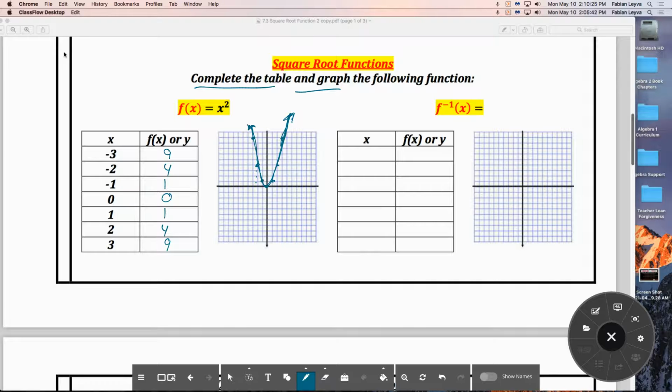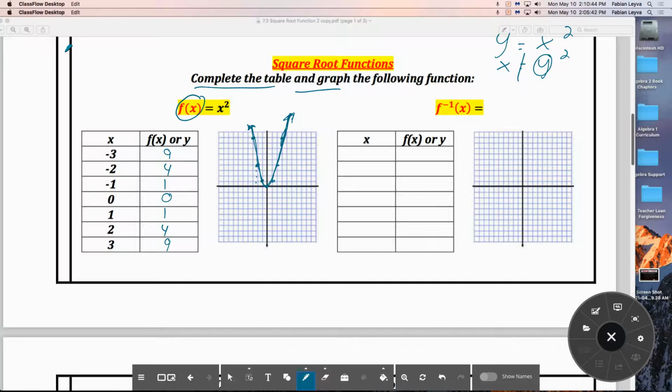Now, notice that I filled out this table for this specific function. Let's go ahead and find the inverse, and I'm going to do it over here to the right. I'm going to change this f of x to y because f of x is just a fancy way of writing y. Now I'm going to actually perform the inverse, so I'm going to switch my x's and my y's. So I end up with x equals y squared.